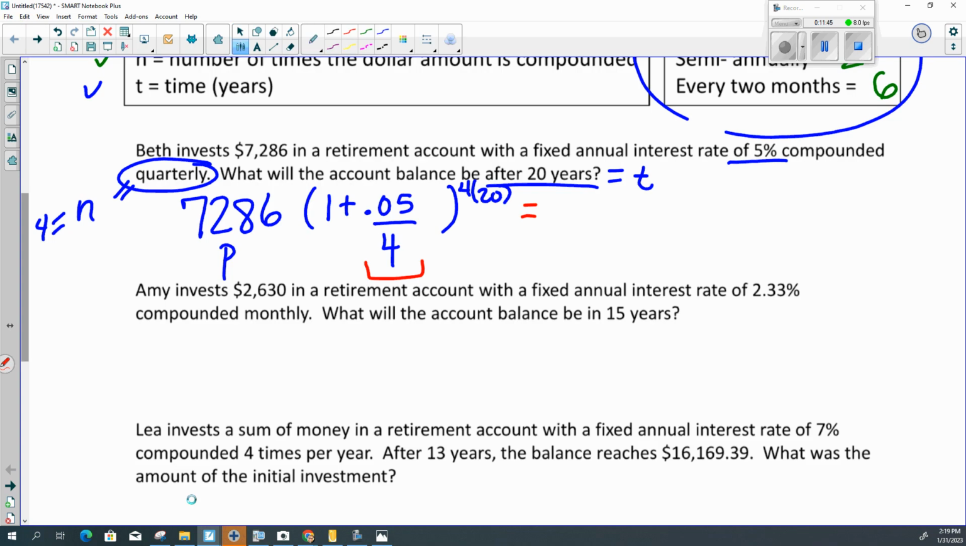The answer is 19,000. If it's talking about money, please round to the nearest 2 decimal places. Make it look like money. If it's people, it should not be rounded to 2 decimal places. It should be rounded to a whole number. All this should be money, though.